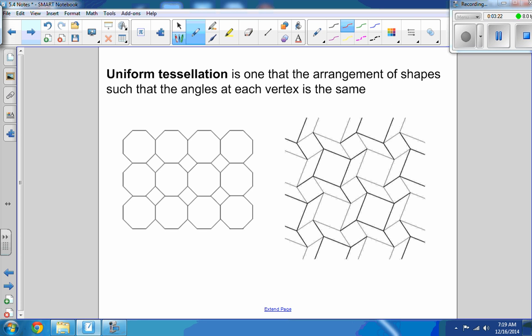A uniform tessellation is an arrangement of shapes such that the angles at each vertex are the same. So look at every single vertex. On this tessellation, every single vertex is created by 2 octagons and 1 square. Here, it's created by 1 small square, 1 large square, and then 2 parallelograms. Small square, large square, 2 parallelograms. So that's a uniform tessellation. It's the arrangement of shapes such that the angles at each vertex are the same.